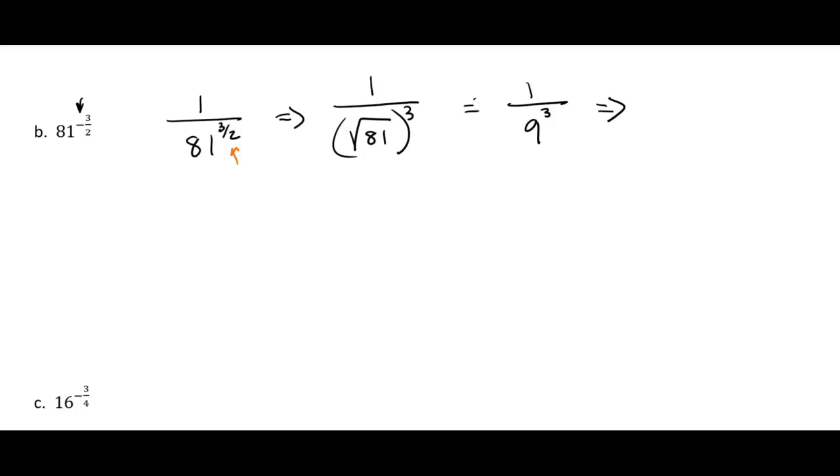So 1 over 729. Okay, so maybe I should double check that, but I'm pretty sure it's 729. 9 to the 3rd power. Yep, 729. Okay. So take care of that negative on the exponent right away. That'll make your life easier.